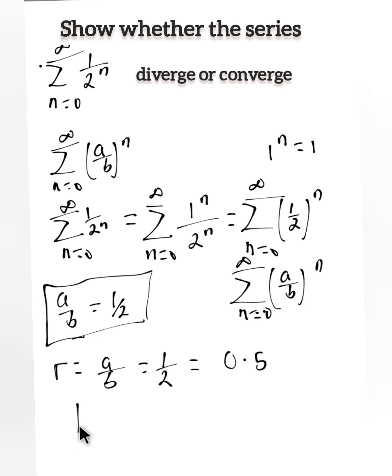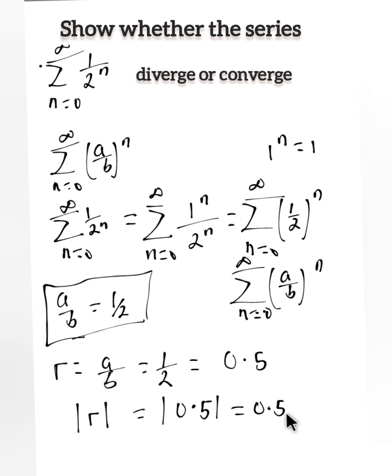Now, the absolute value of r is equal to the absolute value of 0.5. What is the absolute value of 0.5? When there is an absolute value, it means the positive part of the number. If it's negative, throw away the negative sign and just write it out as 0.5. But this is positive, so just put it as that. So the absolute value of r is actually 0.5.